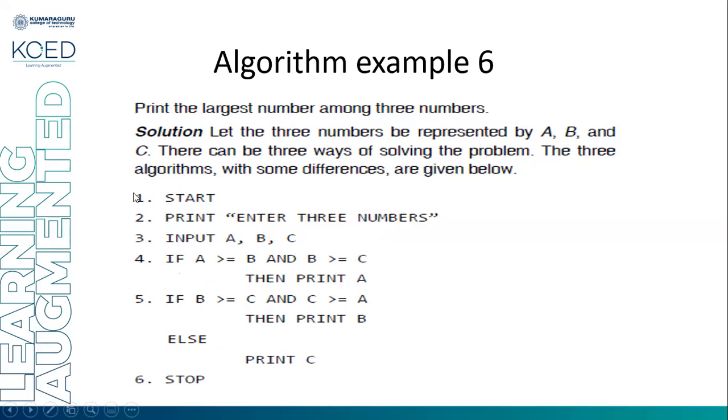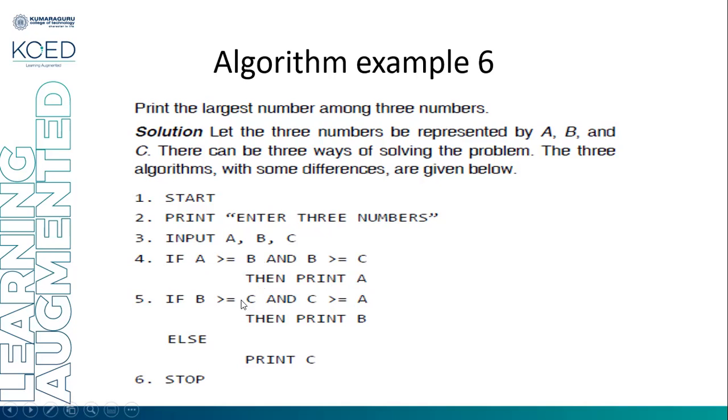Step 1: start, print enter the 3 numbers. Obtain the values A, B, and C and store them. We are using a logical operator: if A is greater than or equal to B and B is greater than or equal to C, that means both conditions should be true. A is greater than B and B is greater than C, so A is greater than both B and C. In this condition, it will print A, so the greater number is A.